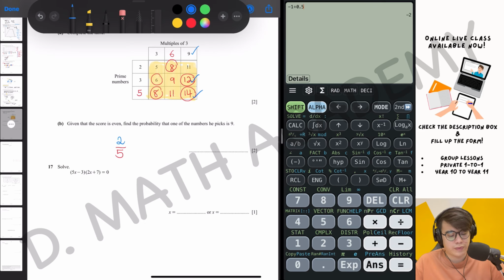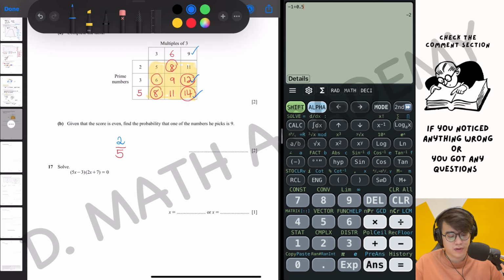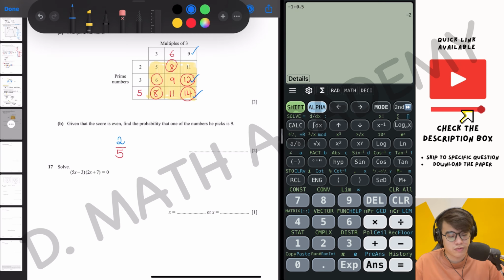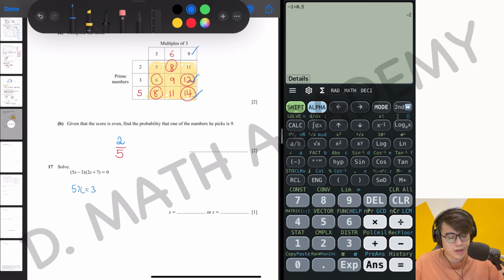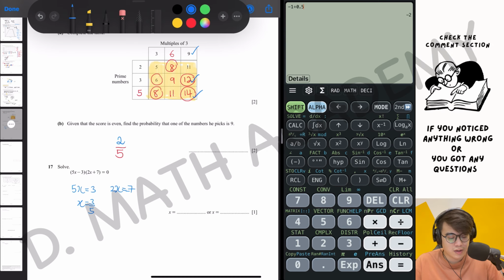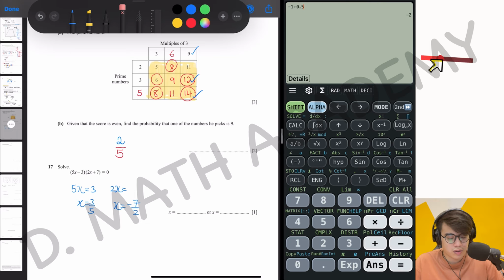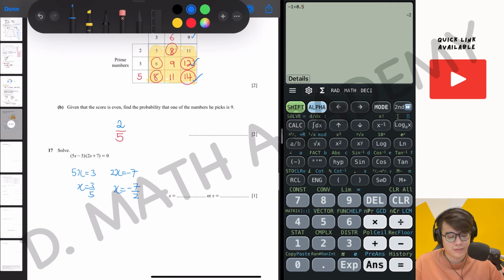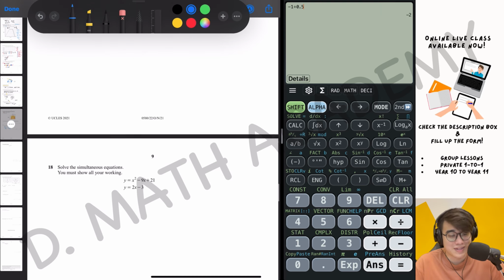Very weird. They are giving you free marks here because they have already done the factorization process for you. So all you have to do is just write it equals to 0, then x will be 3 over 5, followed by 2x equals -7 and x equals negative 7 over 2. So very weird question here indeed. Got no idea why they want to do this.